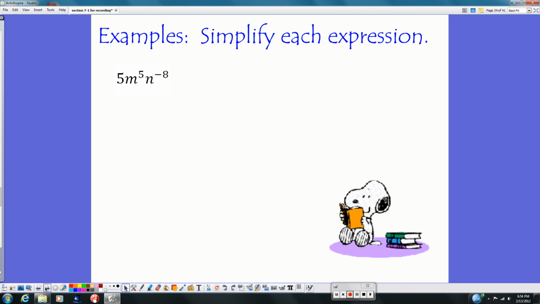Let's take a look at this one. Again, when you're doing these problems, you want to ask yourself, what has the negative exponent? And in this case, the n has the negative exponent. Everything else is going to stay in the numerator. So 5m to the fifth stays up top, n to the negative 8 is going to go to the bottom. So we end up with 5m to the fifth over n to the positive 8.